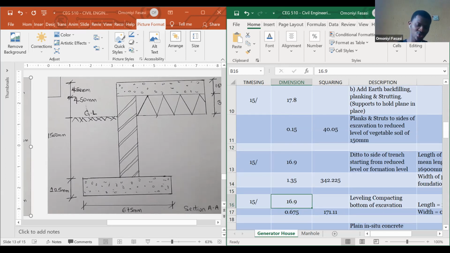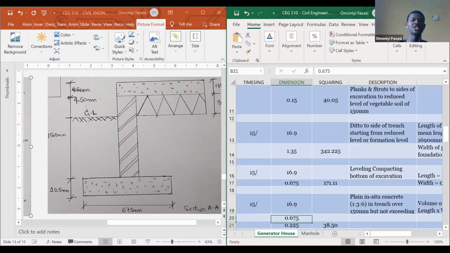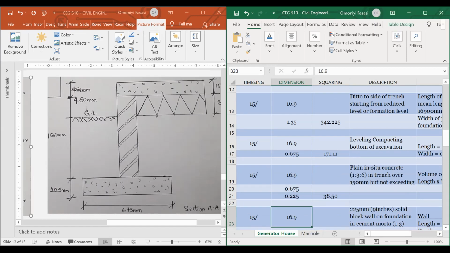And the width is going to be what? The width is going to be your 0.65, which is where you'll be placing your footing. So yeah, that's how you're able to get that one. Then you move on to the next one. The next one is now you trying to cast.